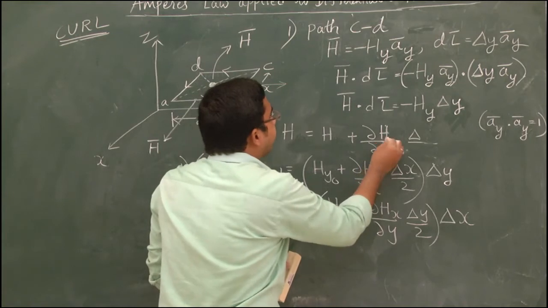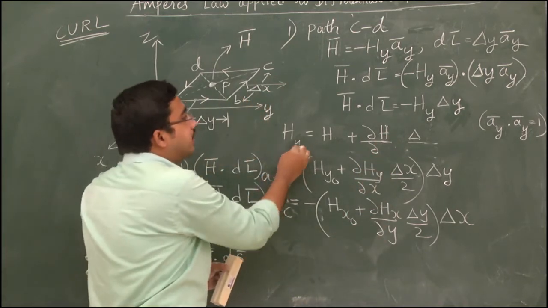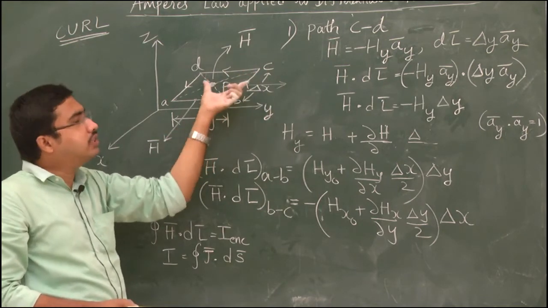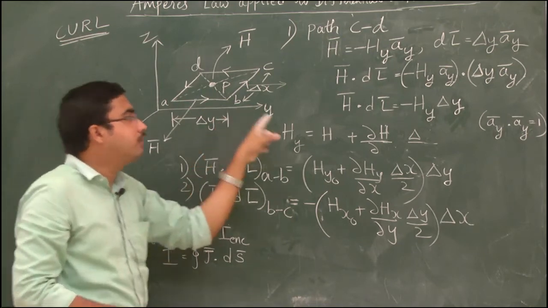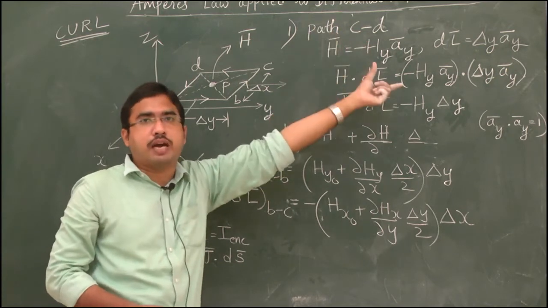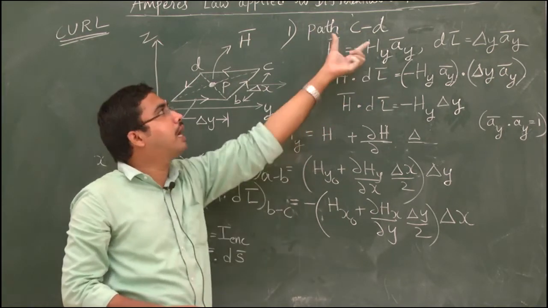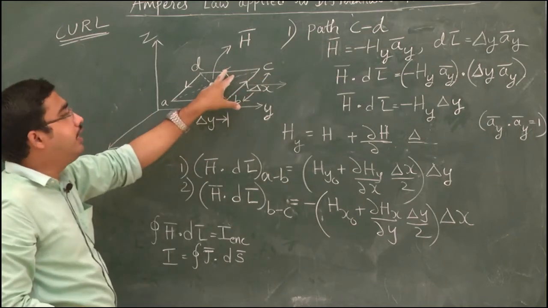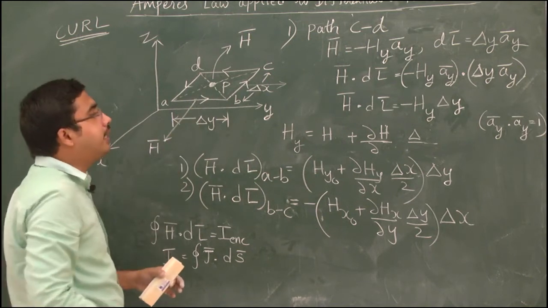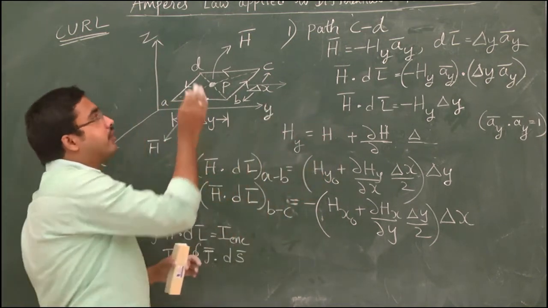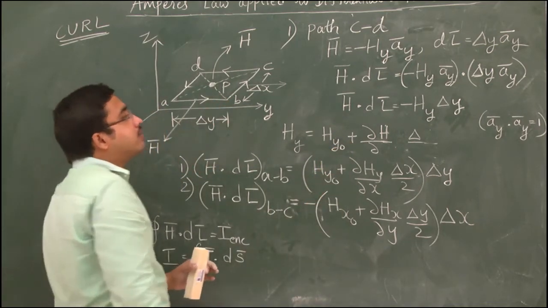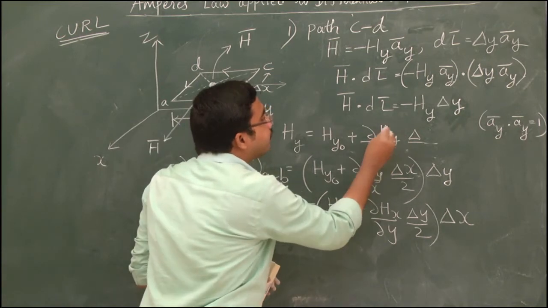Now your hy is to be calculated for which side? For this path CD, your h is matching with the y axis direction, so I am taking hy as its notation. It is calculated in the path CD. So hy when calculated from the path CD at this point P is obtained as the initial value of hy for this differential surface element, that is equal to hy naught plus the variation of this hy component.